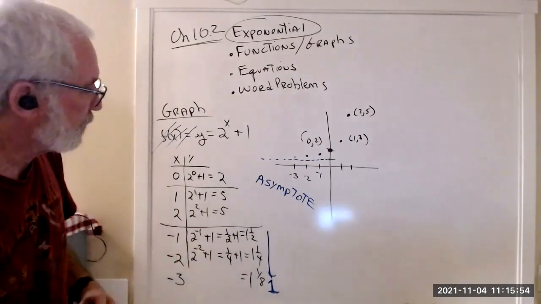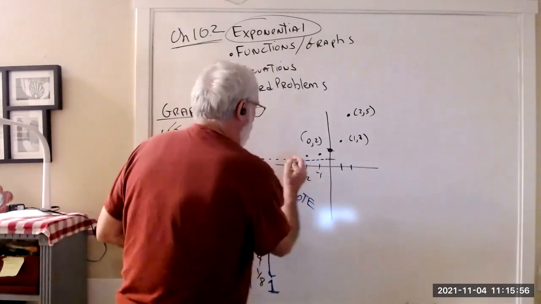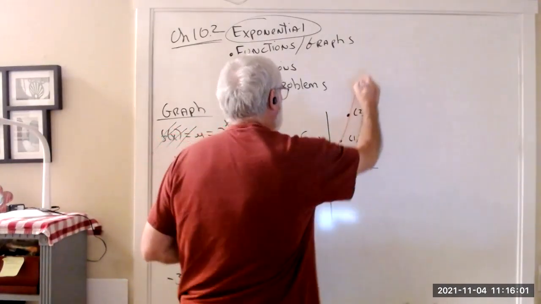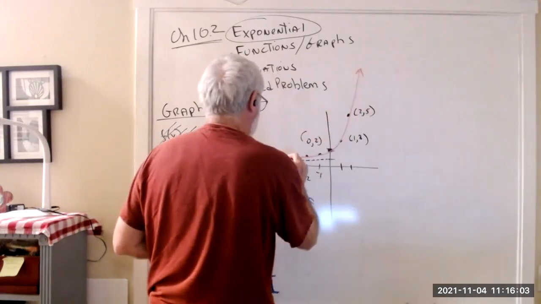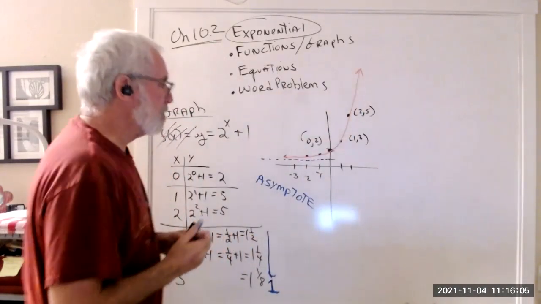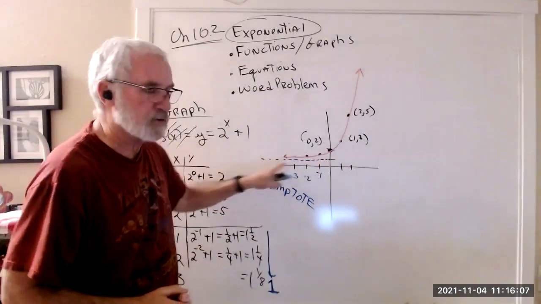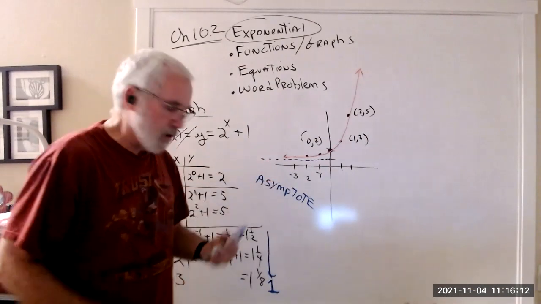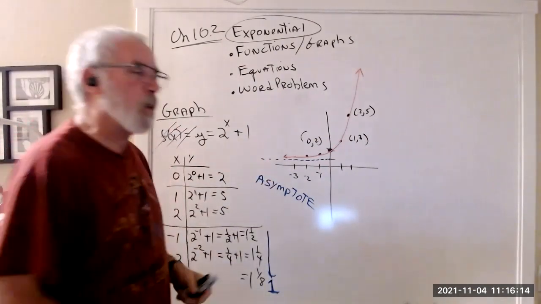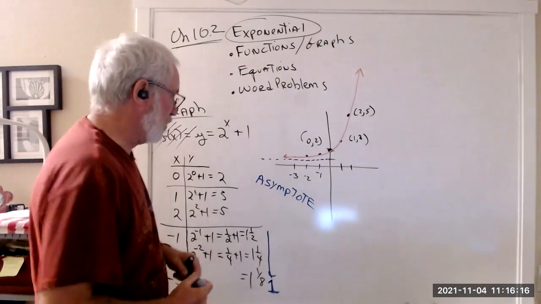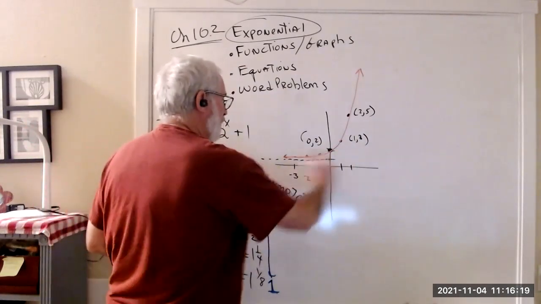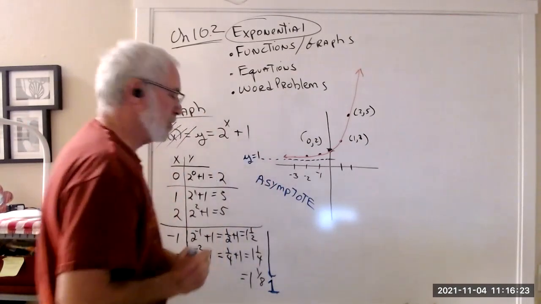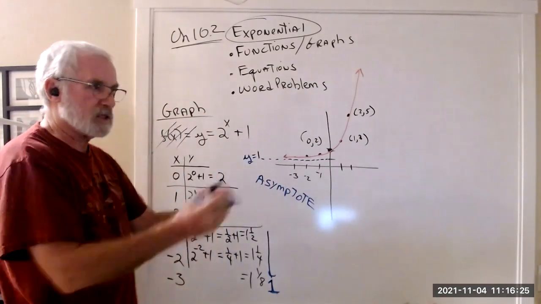So when we graph this, we must draw in the asymptote. You have to show me you recognize the asymptote. Okay, you must give me the equation of the asymptote. This is a horizontal line, so it's y equals 1. That's the asymptote.